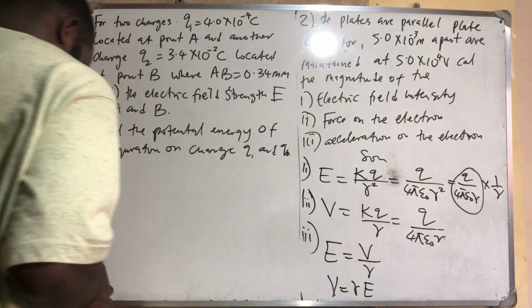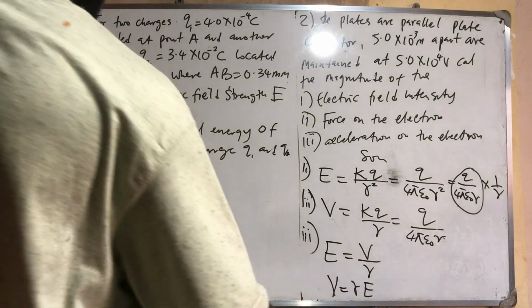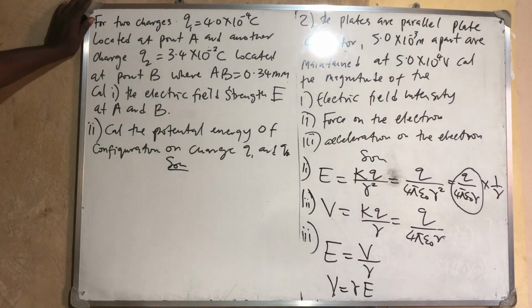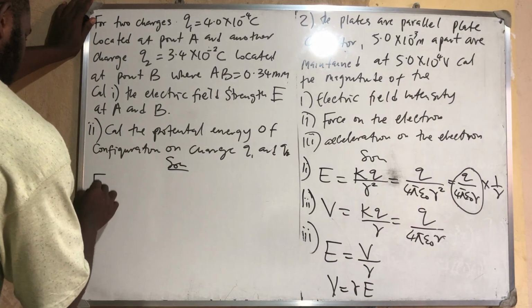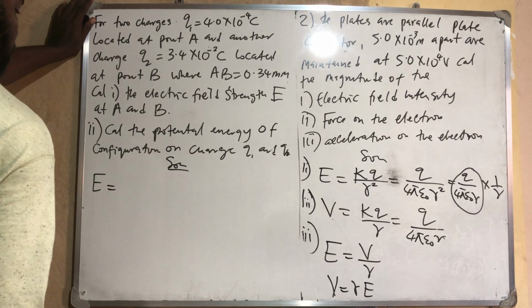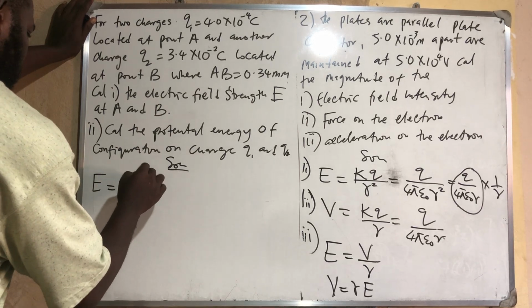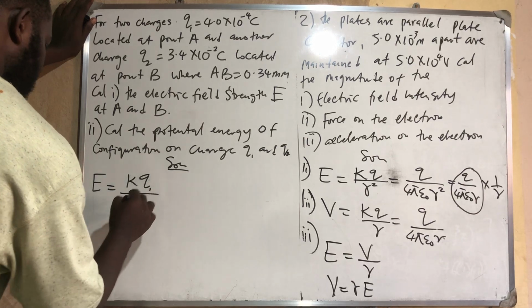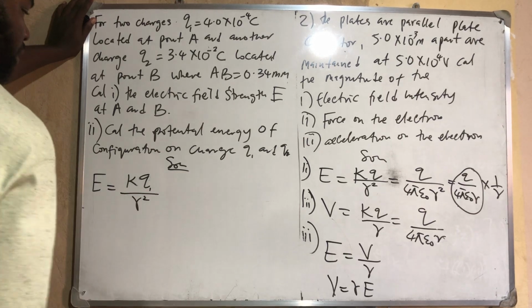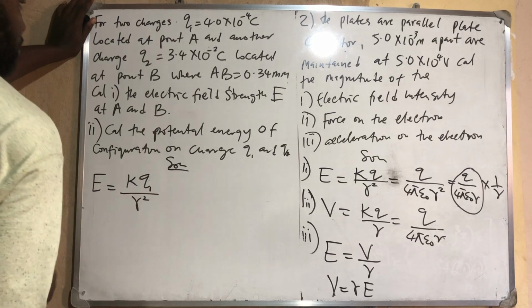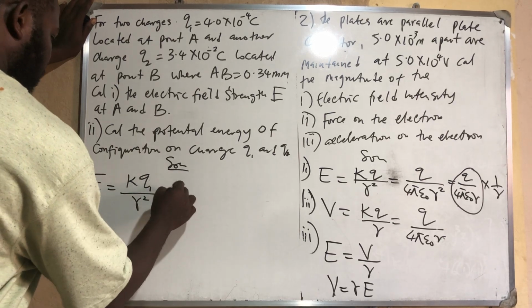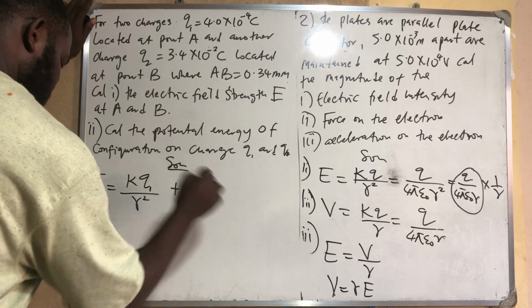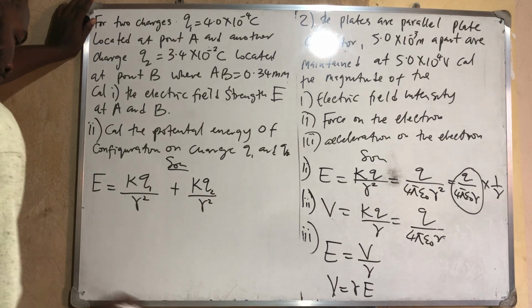All right. So, solution. We will have that the electric field strength E is equal to KQ1 over R squared. Don't forget the K. But since they are two, you add another one, KQ2 over R squared. All right. Since they are two.